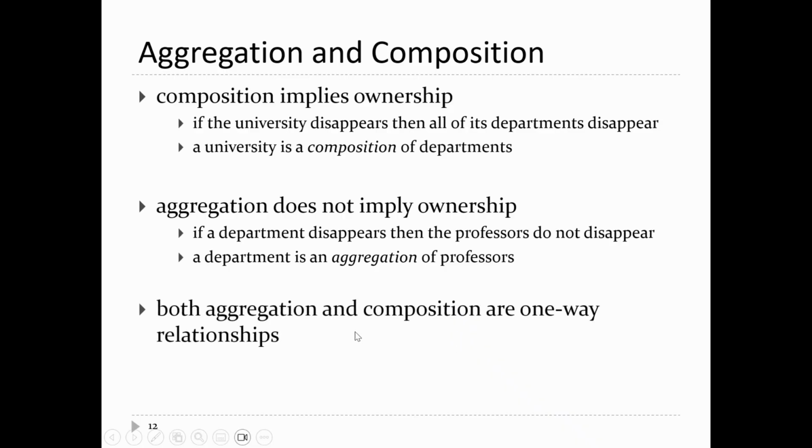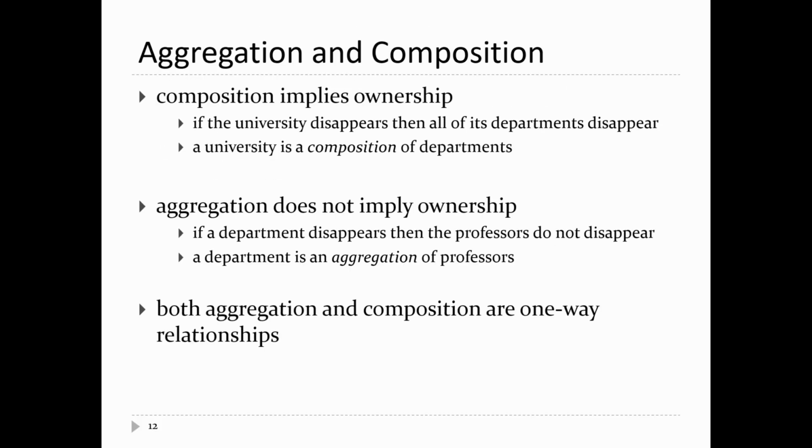Now here, both aggregation and composition are one-way relationships. So that's the difference between aggregation, composition, and association. Association is allowed to be two-way. Aggregation and composition are not allowed to be two-way. This might be a bad example here, the professor and department one. You could probably argue quite successfully that this is really an association.